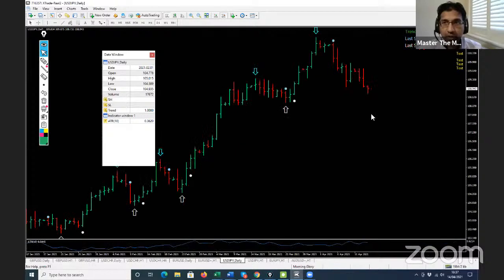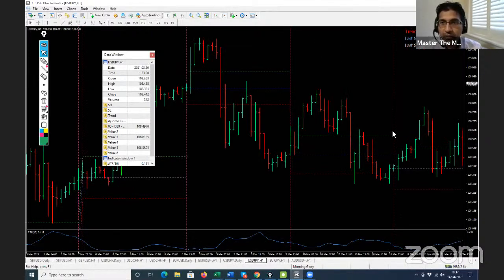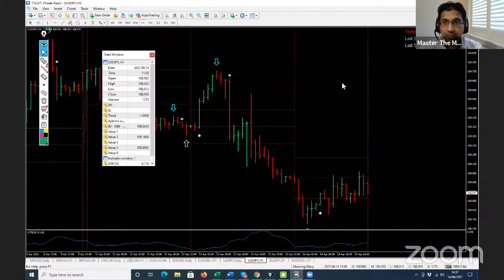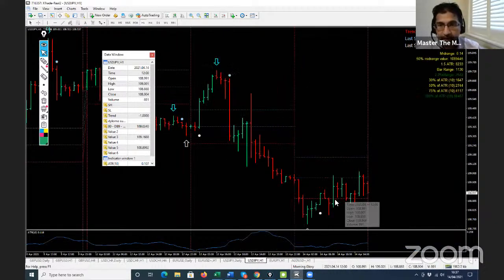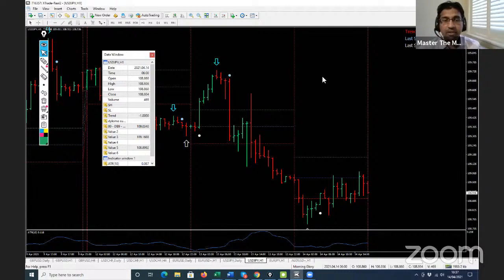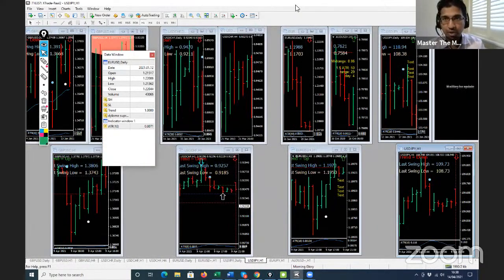Dollar yen on the other hand, top to bottom over here. So we are looking for the stretch to be taken out to the upside and then come back down. So we didn't have any of that. So that is something that you can look at, to trade on, which is called the opposite stretch. I'll leave you guys with that for today.